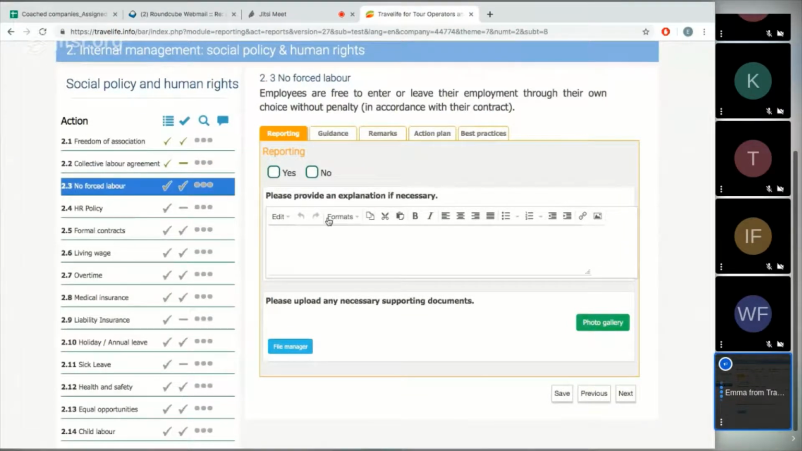The next one is whether employees are free to enter or leave their employment through their own choice without penalty. So, of course, in accordance with their contract. So, with this, we mean like what is the time frame? So, how much time in advance would an employee have to inform the company when they want to leave their job? So, for example, a month in advance or maybe 3 months in advance. You can explain that over here. So, what is the time frame and how much time in advance they need to advise you that they want to quit their job?